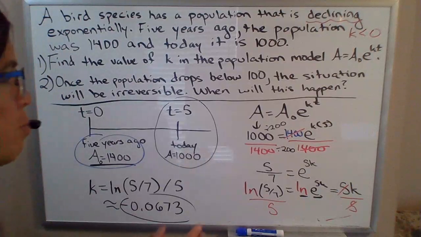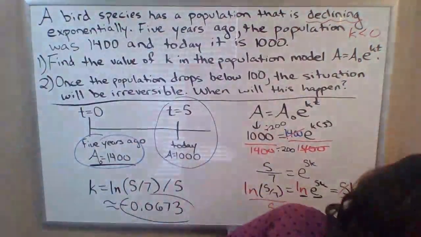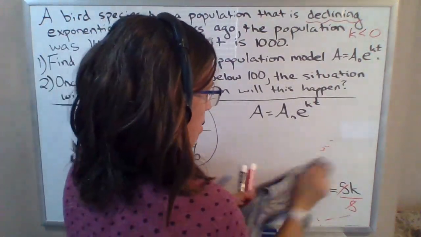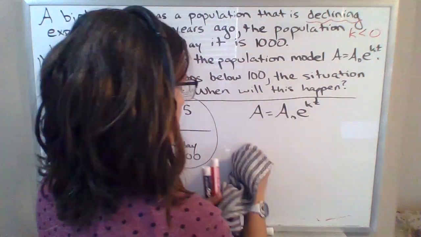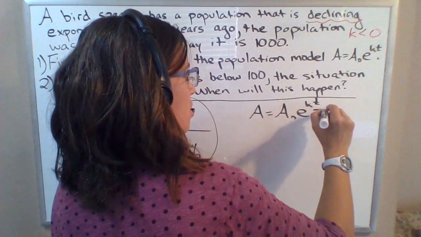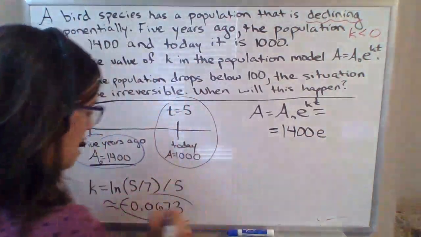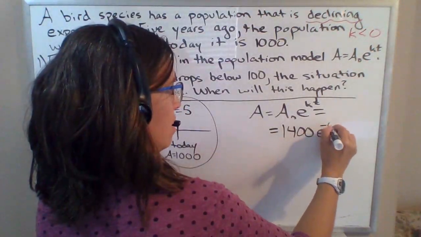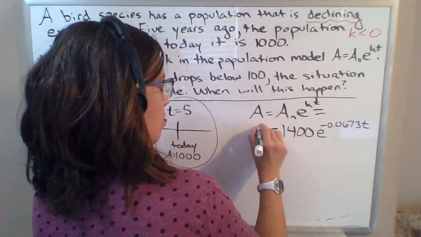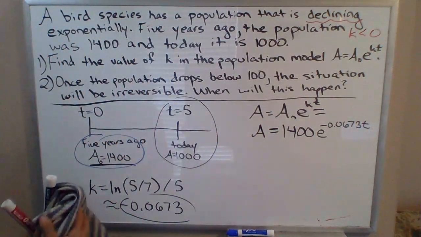Okay, so that tells us that our population model, we can plug in what we know here, is A equals initial amount, 1400, e to the k, which is negative, what we just found, negative 0.0673 times t. So here now, answer to question 1 is our population model for this bird species.